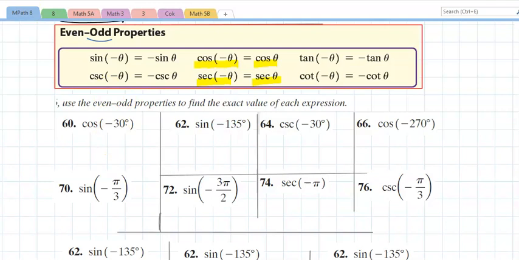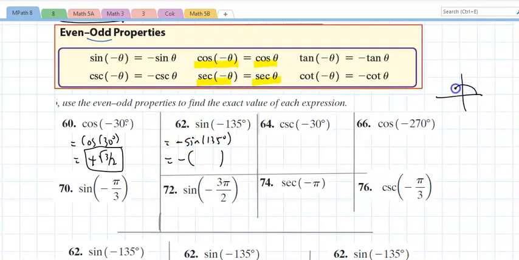Cosine is the even function. So this is the cosine of 30 degrees. It absorbs a negative. I know the reference is 30 degrees. That's radical 3 over 2, and in quadrant 1, we're all positive. This is negative the sine of 135 degrees. This is negative, and 135 degrees has a reference angle of what? 45 degrees. That's radical 2 over 2. All students take calculus, and in this quadrant we have a positive. Negative times a positive is a negative.